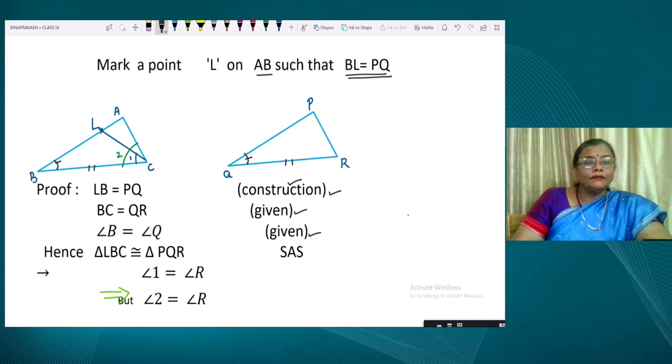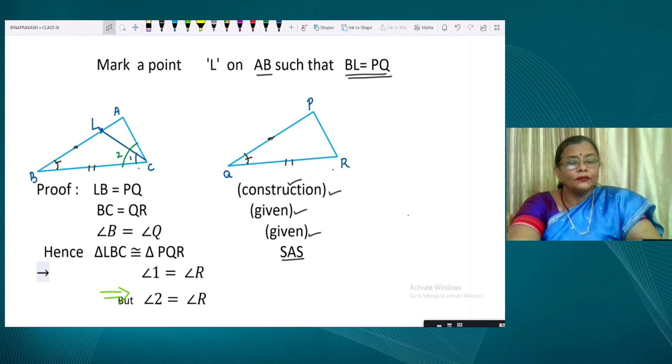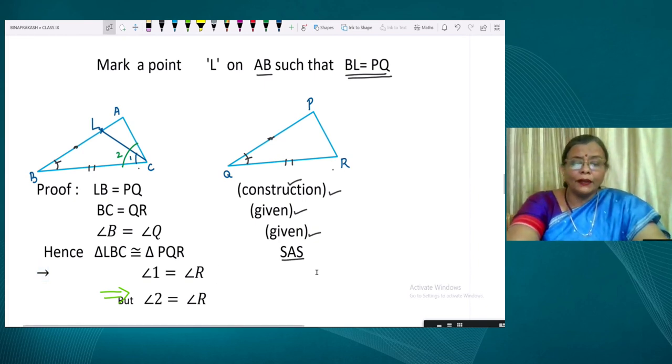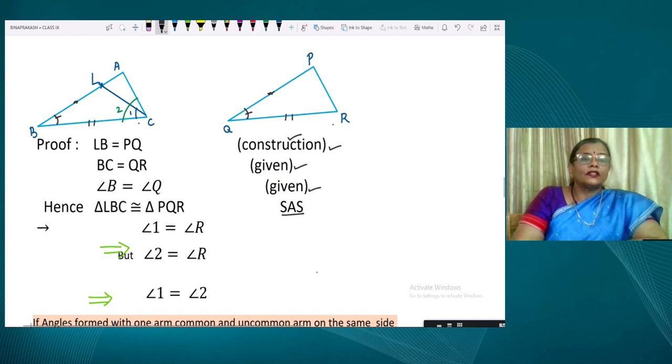So what information are we getting? We have two sides, the side LB and the side PQ, which are equal. Another side is equal, and the angle between these two sides is also equal. So triangle LBC and triangle PQR will be congruent, by the axiom SAS. If that is so, don't we have the remaining elements also the same? We can prove that the remaining elements are also equal. The third side, LC, will be equal to PR, as well as the remaining two angles.